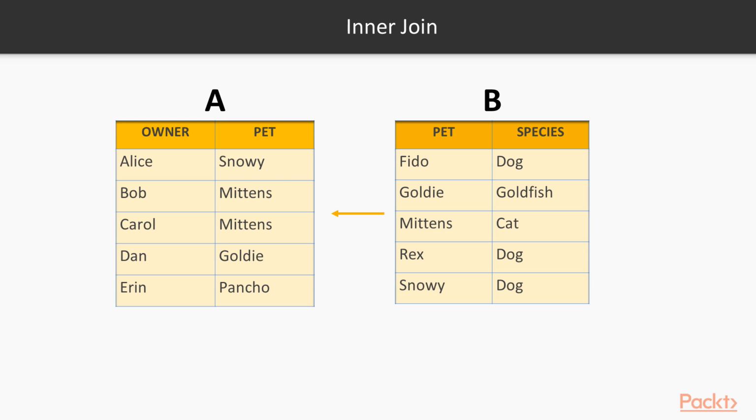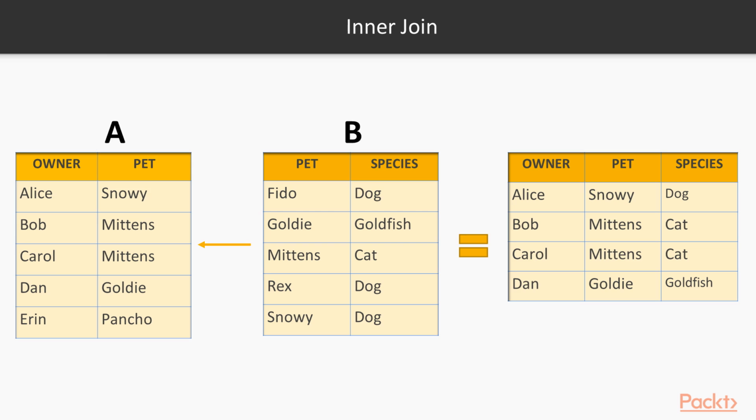It takes each row in A and looks up the corresponding row in B according to the common column pet. The difference is that while a left join will always keep all rows from A, an inner join will only keep those rows for which a match is found in B. In this case, it means that Erin and Pancho are not included in the result of the join, because Pancho was not listed in B.